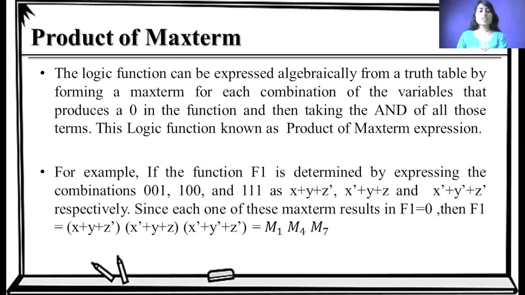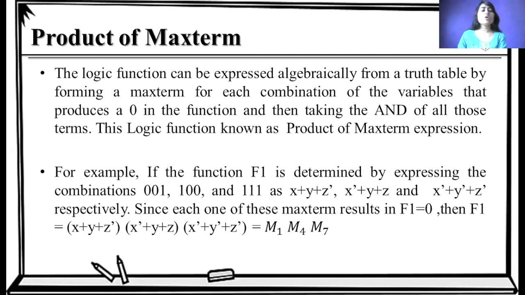For example, if the function F1 is determined by expressing the combination 0, 0, 1, now 0, 0, 1 in max term can be represented as x + y + z. Here x has a value of 0, y has a value of 0 and z has a value of 1. For max term we take the OR of the variables, so 0, 0 in normal form and 1 for an inverted term. So we can write this as x + y + z'.